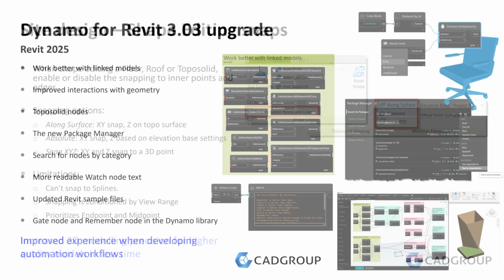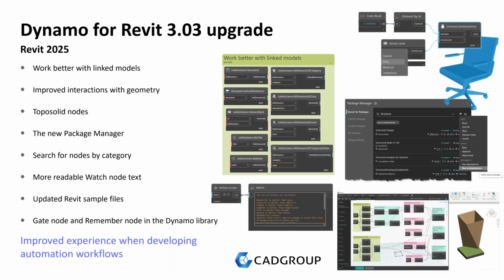So as discussed before, Dynamo has been upgraded to 3.03. Previously, it only showed the parent node, but now the hierarchy goes to child nodes. So the bottom line is these enhancements will provide you with an improved experience when developing your automation workflows.